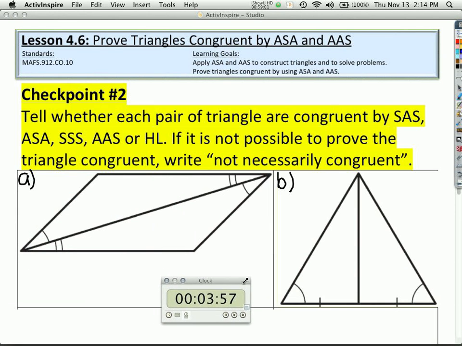And again, your goal is to be able to tell me whether or not you can prove them congruent and what reason you can give. Kamoy, go ahead. Yep, if you can figure out 2 different ways, that would be even better.